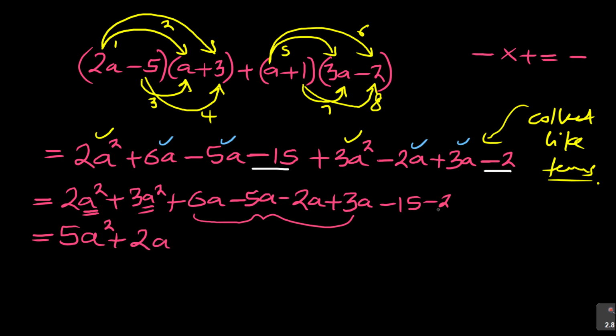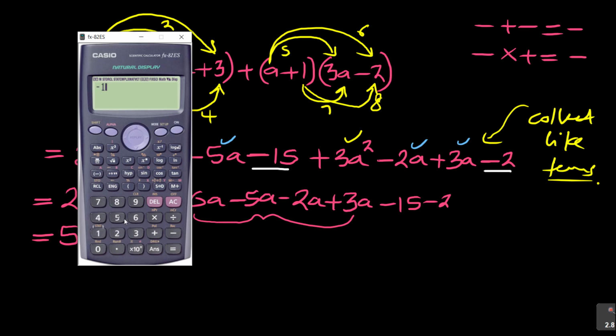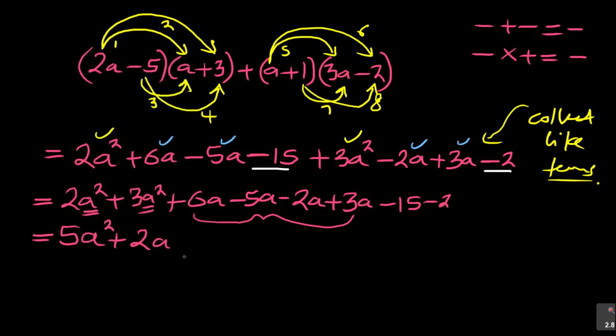Minus 15 minus 2. Whenever I say minus and minus, you add but maintain the negative. Are you with me? So that's what you're going to do here. You're going to say minus 15 minus 2. You add 15 plus 2, but you keep the negative, which is negative 17. Anything you can do from here? No. A squared is different from a, which is different from 17.